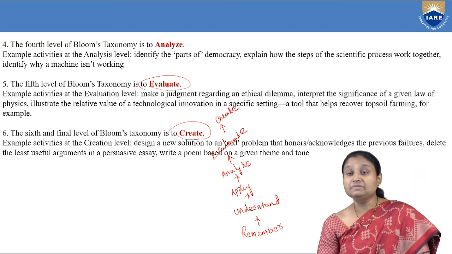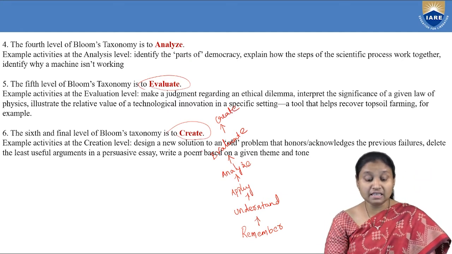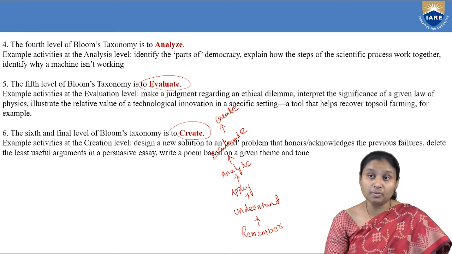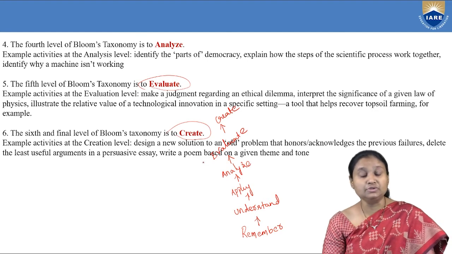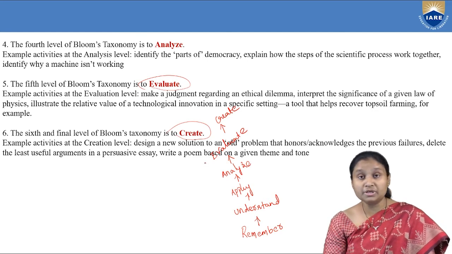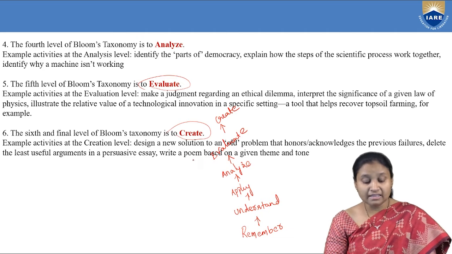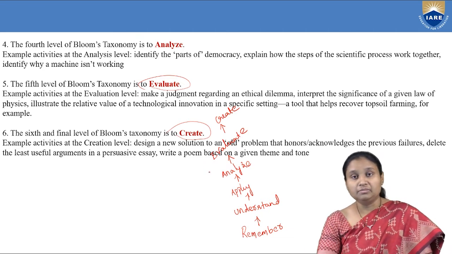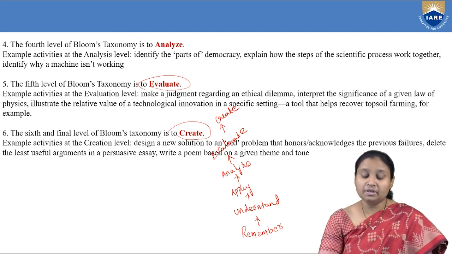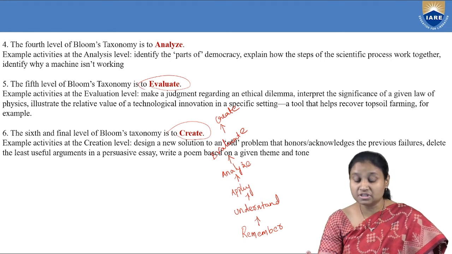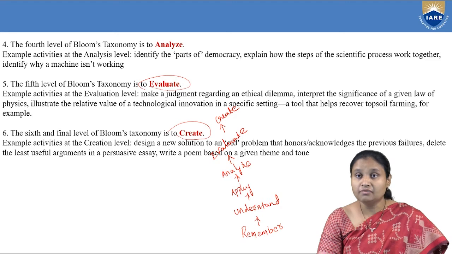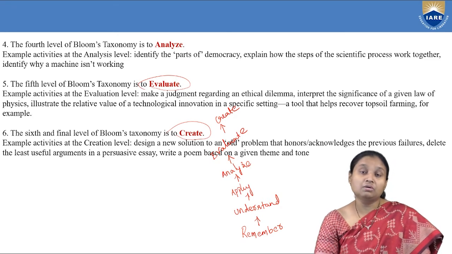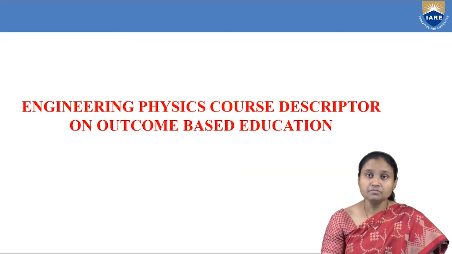And what activities can we take under create? Like designing a new solution to an old problem, so that it is going to overcome previous failures. Then deleting the least useful arguments in a persuasive essay, and writing a poem based on a given theme and tone. I hope you are able to understand the different levels of Bloom's taxonomy. Using this language of different cognitive skills, we are going to structure our outcome-based education.